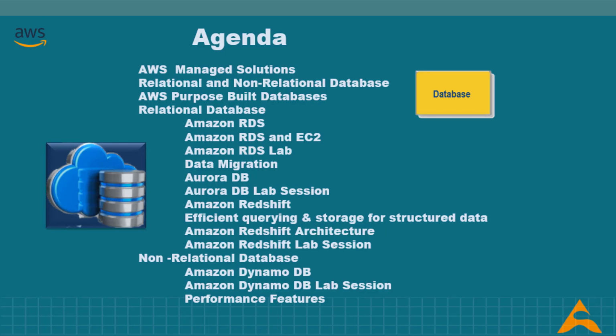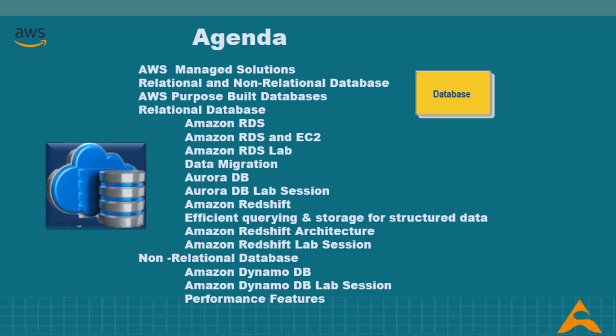We'll discuss AWS relational database offerings like Amazon RDS with lab session and talk about data migration techniques. In detail, we'll discuss Aurora DB and work in the lab session. We'll further move to Amazon Redshift. We'll learn how to handle efficient querying and storage for structured data and discuss Amazon Redshift Architecture and Amazon Redshift Lab session. On AWS non-relational database offerings, we'll talk about Amazon DynamoDB and work on Amazon DynamoDB Lab session and understand performance features. So let's begin with managed database service.